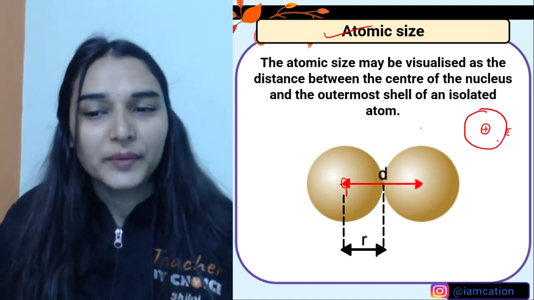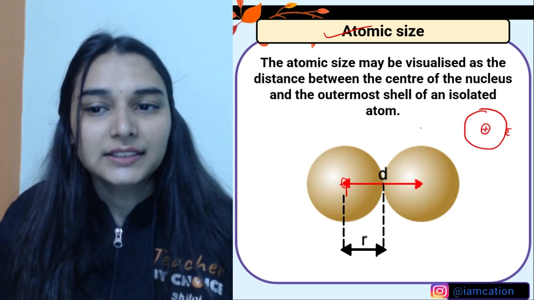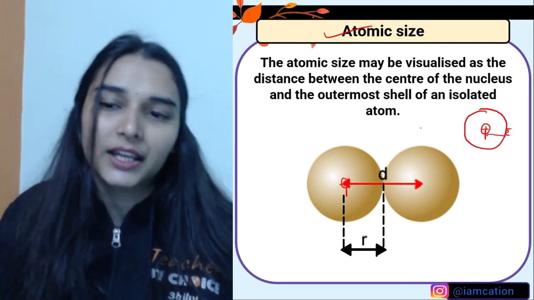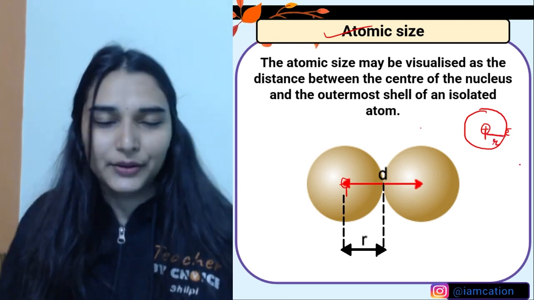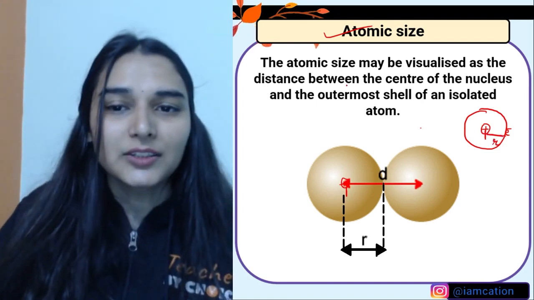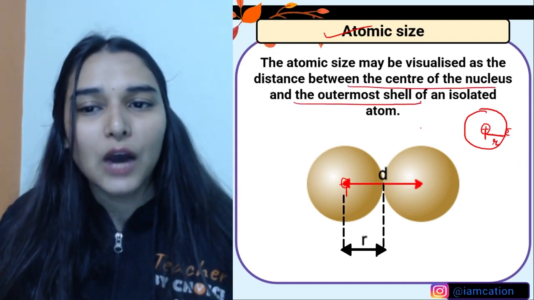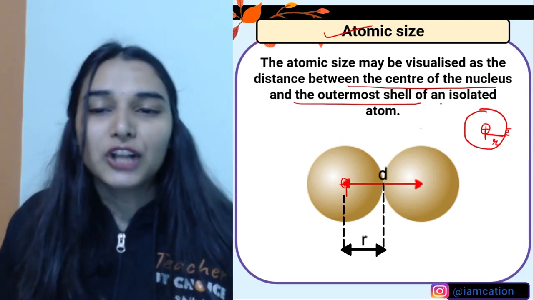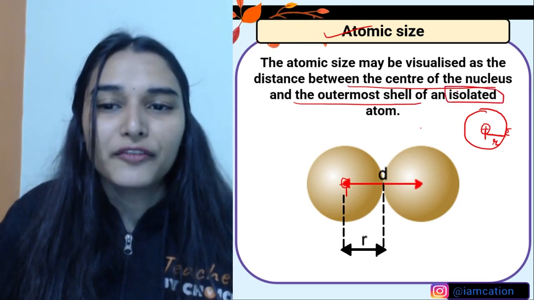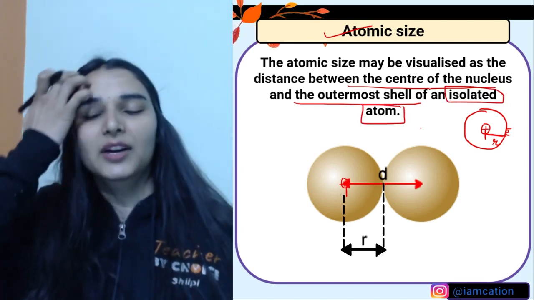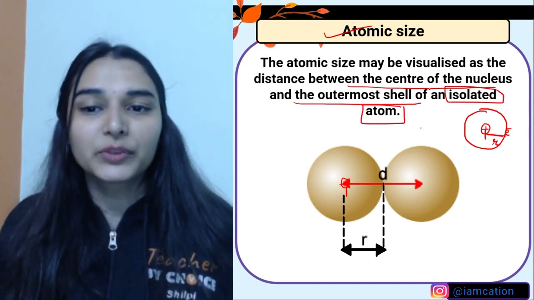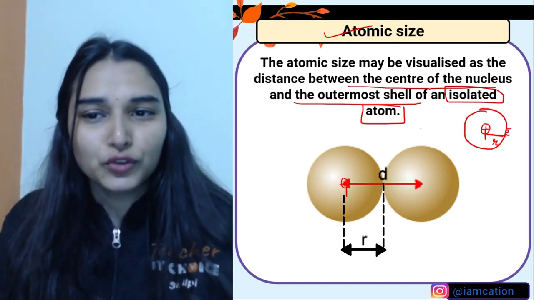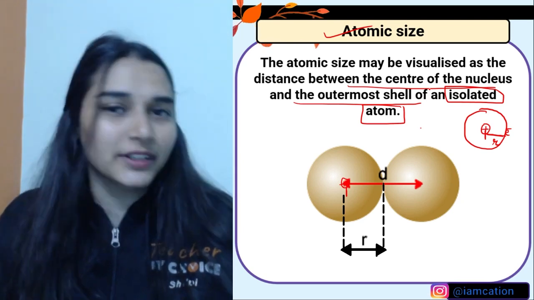So how do we measure atomic size, atomic radii? We take the distance from the center of the nucleus and go up to the valence shell. This distance is the atomic radii and atomic size. Distance between the center of the nucleus and the outermost shell, valence shell. Now the definition is not complete. This point is very important. Of an isolated atom. Now what is this telling us? Isolated atom means when the atom is not bonded to any other atom. The atom should be free. It should not be bonded to anything else.